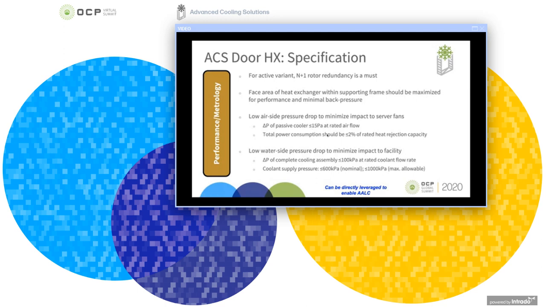So over here, you can see a couple of areas that are defined from an air standpoint, which is both pressure drop for a passive cooler, as well as an active cooler, targeting really efficient performance, such as the power consumption being less than or equal to 2% of the rated heat rejection capacity. And from a coolant resource standpoint, defining the pressure drop limitation and also the coolant supply pressure conditions that the solution would need to overcome. So these are areas that could be directly leveraged to enabling air-assisted liquid cooling.